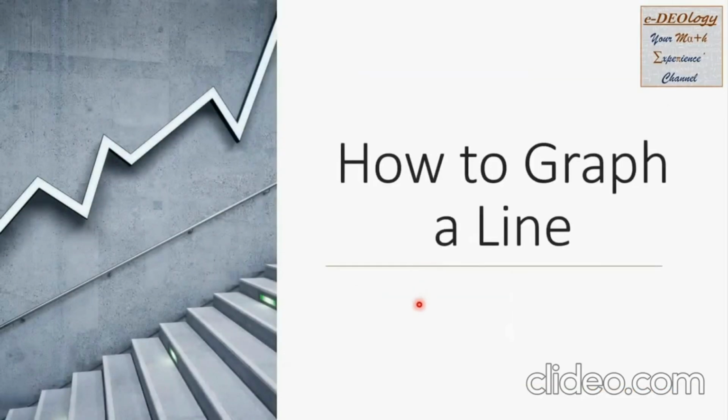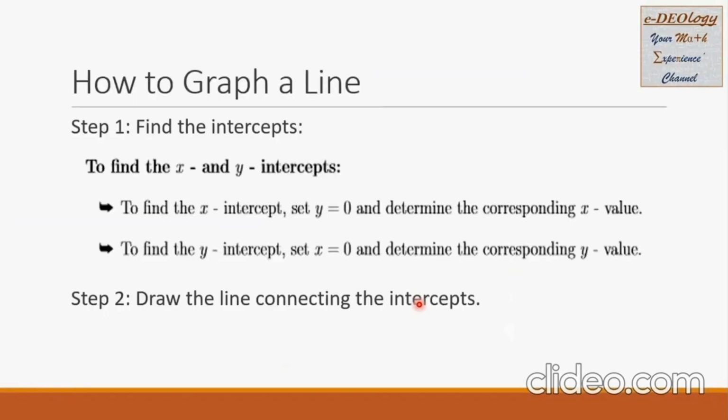Let us learn now how to graph a line. We're going to have two steps. Step 1 is to find the intercepts. To find the x-intercept, set y equals 0 and determine the corresponding x value. While to find the y-intercept, set x equals 0 and determine the corresponding y value. And step 2, draw the line connecting the intercepts.